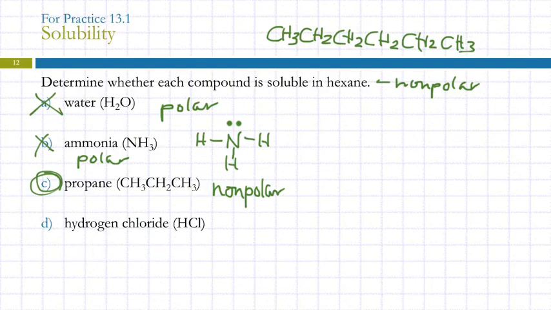Hydrogen chloride, polar or nonpolar? Polar. This is a diatomic molecule. It's just hydrogen and chlorine. So if the bond is polar, the molecule is polar. Is that going to mix with hexane? No. Two nonpolar things will probably mix. Two polar things will probably mix. Polar and nonpolar, no.